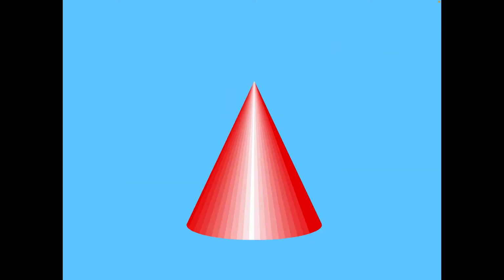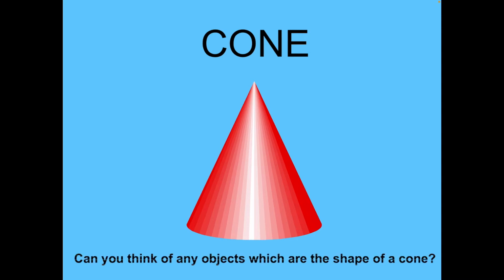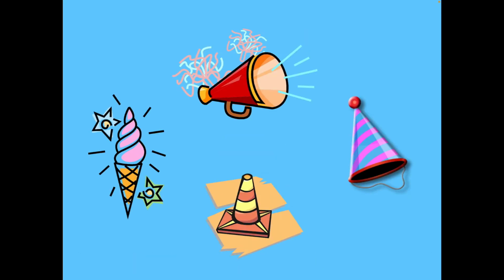What shape is this? A cone. Can you see any cones in your house? Maybe a party hat, maybe a toy. Maybe you've had an ice cream recently, probably not, it's really cold.